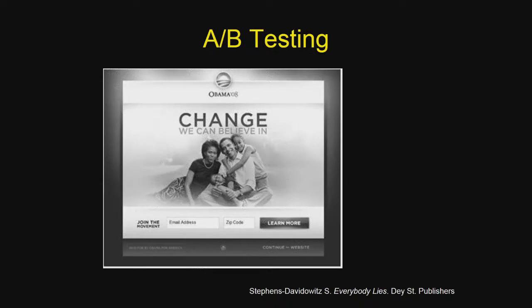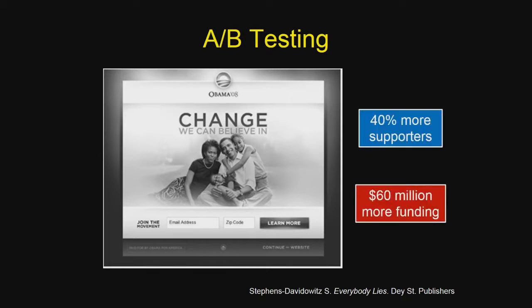And so this is the ad that maybe some of you saw before the 2008 presidential election. And how effective was that? It's estimated that by using this ad instead of other similar advertisements, they had 40% more supporters for that particular campaign, worth maybe $60 million in additional funding.